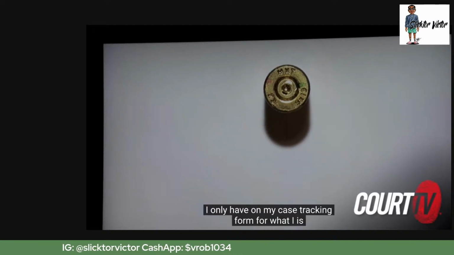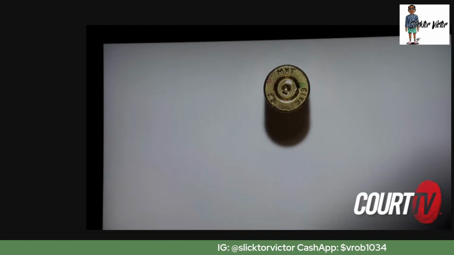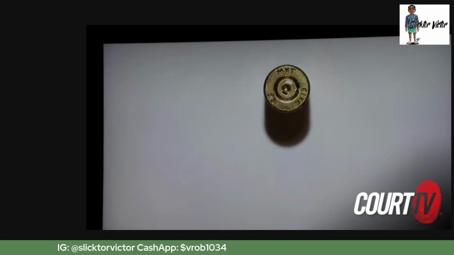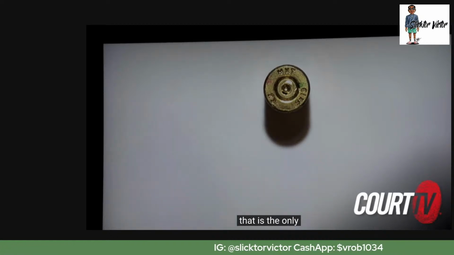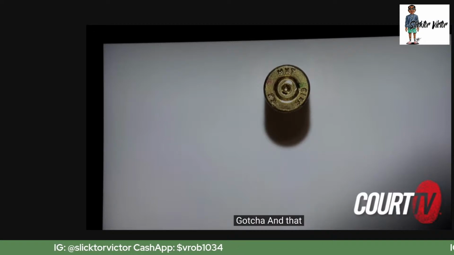According to this, it was recovered from homicide on 6/23/24 at 15:16 hours via Tampa CST, and I believe that is the only location information I have provided for any of the 3. Gotcha. And that one is the one that I have on the overhead right now, which is State's Exhibit 14, correct? I don't know state's exhibits, but I believe that is my item 7.